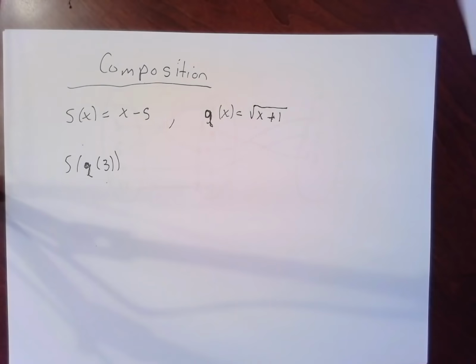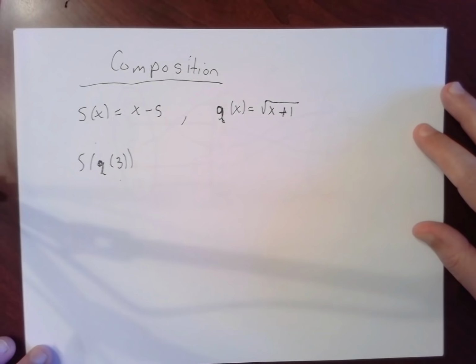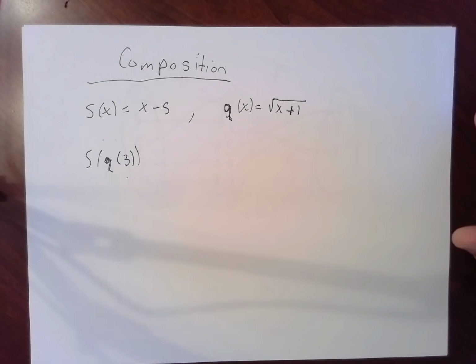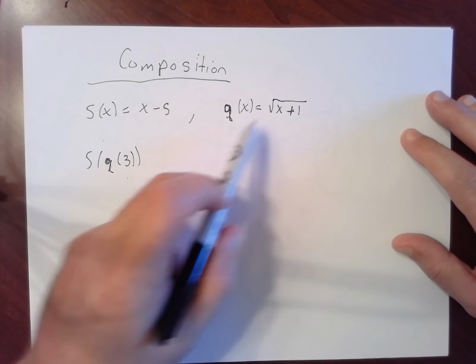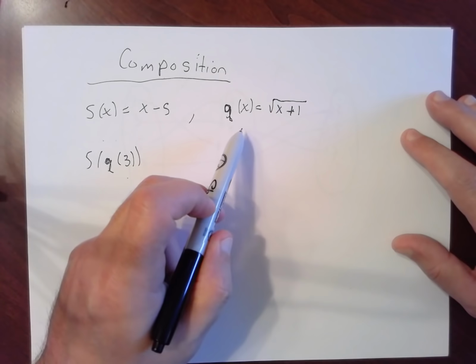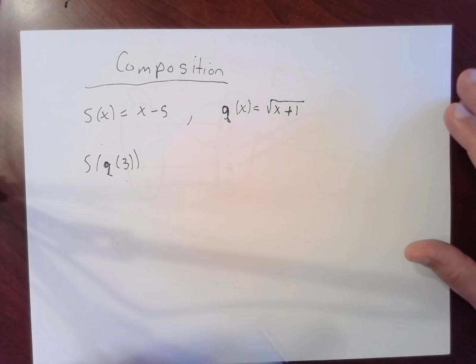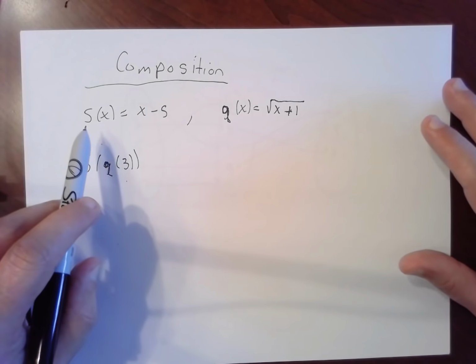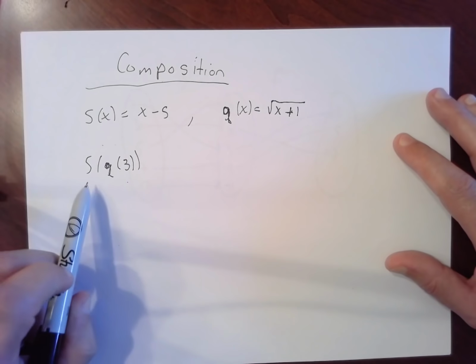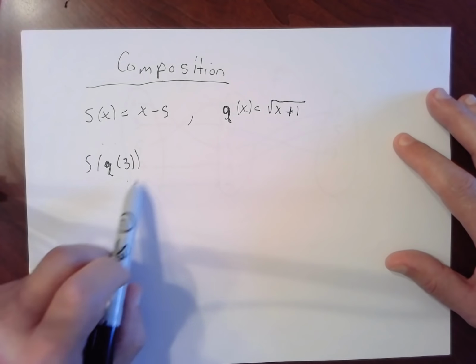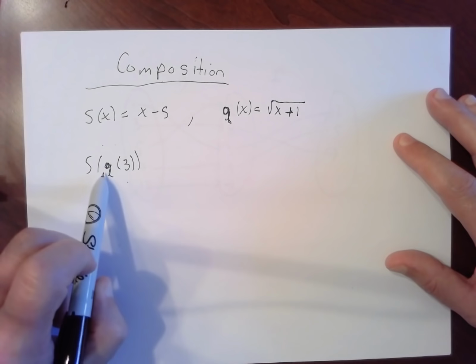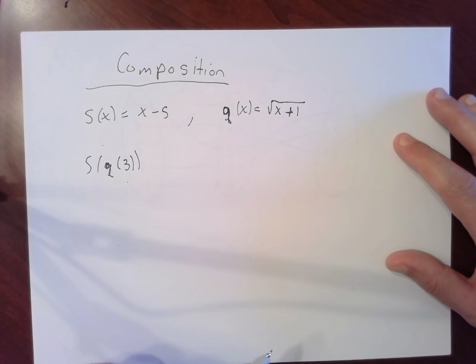With numbers, that's about all we can do. With functions, there's this extra operation that now we can do that we couldn't do with numbers, and it's called composition. Composition means somebody hands you two functions. Here's s and q. Let's mix it up instead of using f and g all the time. I've got s and q, and somebody asked me to calculate s of q of 3.